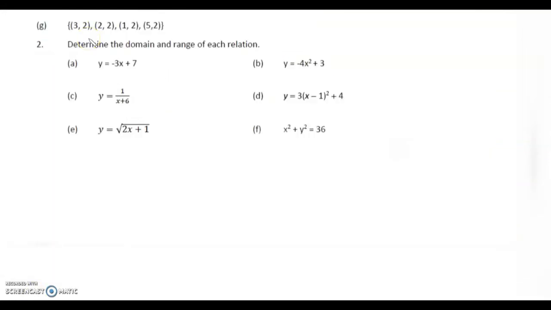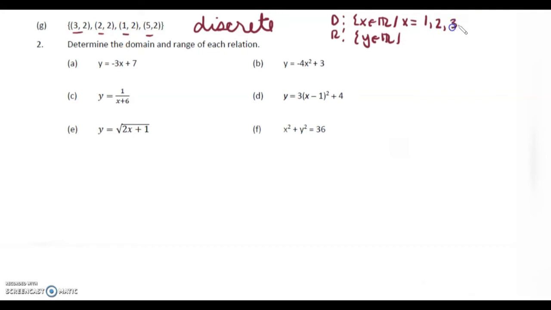Okay, so for G, it's a little bit different because this is discrete. Okay, and remember, discrete is usually in the form where it just lists numbers. So for domain and range, we're also just going to list the numbers. So we can say x is an element of the real number system such that x equals, and then we literally just list the numbers 3, 2, 1, and 5. What we want to do is put those in order from smallest to largest, just to keep proper math form. Okay, and the y's are 2, 2, 2, and 2. Oh, that's easy. You do not have to list that multiple times.